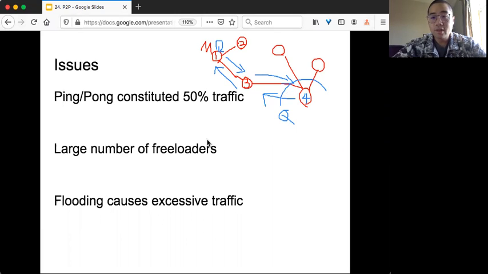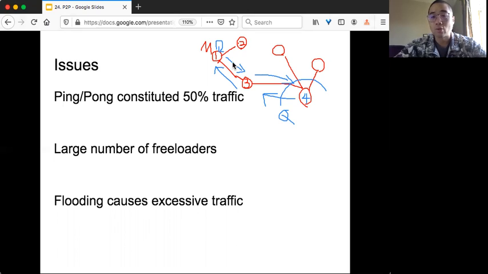But the issue is that this ping pong thing actually consumes lots of bandwidth. Because the peers are dynamic, you want to ping pong more frequently to make sure that this overlay graph is fresh and more recent, so that it's possible to deliver the message to the intended server. And another issue is that there are a large number of freeloaders that don't really contribute too much.